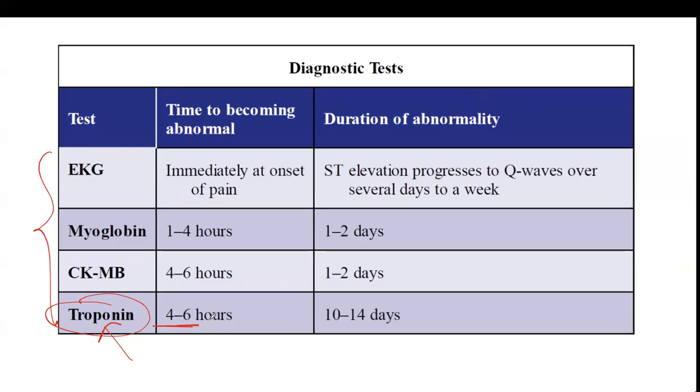Now, once troponin gets elevated, it can stay elevated for sometimes even 10 to 14 days. How about the others? CKMB also takes 4 to 6 hours, but it stays elevated for only 1 to 2 days. Myoglobin, we will very rarely ever do.